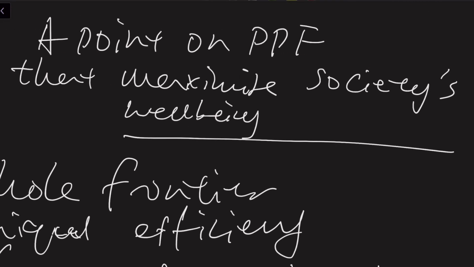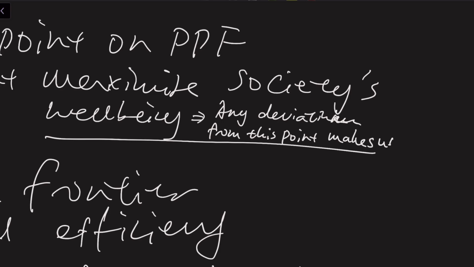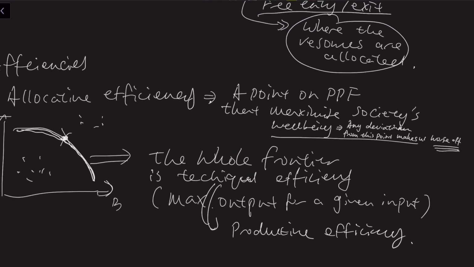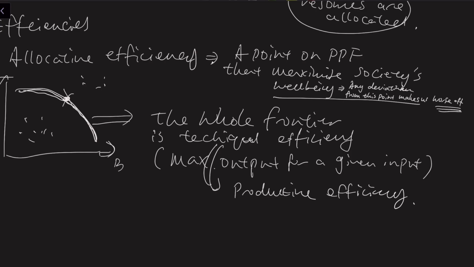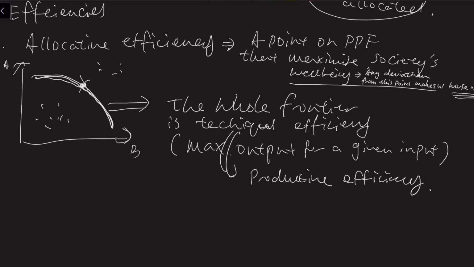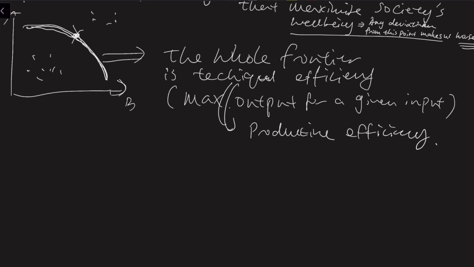So another consequence is that if we are allocatively efficient, any deviation from this point makes us worse off. So this is kind of subjective, I would say, because different societies value different things, and different economies may have completely different resource allocations, but are still both allocatively efficient. And technical efficiency, productive efficiency are more objective, because it is simply the maximum output you can obtain at lowest cost. So productivity is maximized. So this is productive efficiency.